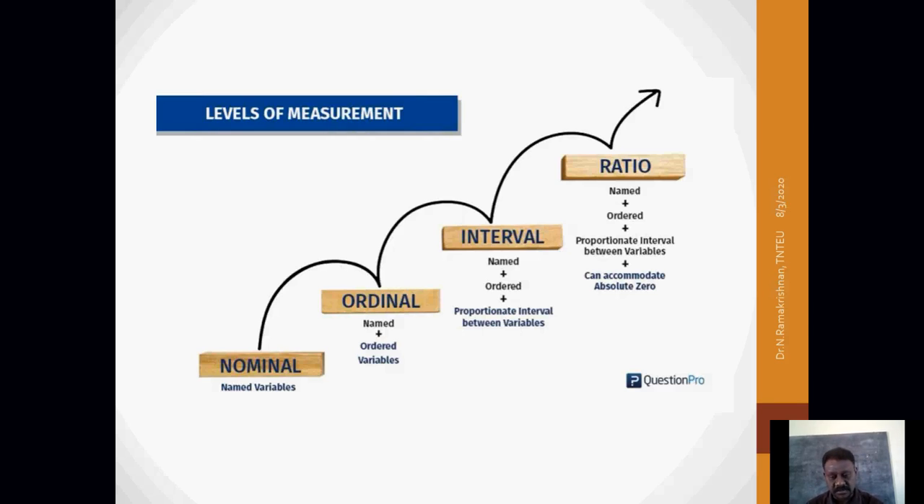Based on that, if you are arranging your students, that is known as interval scale. And then you can see the ratio scale. The ratio scale has the properties of the nominal, ordinal, and interval scales, proportional intervals between variables. Then here it says that it is accommodating absolute zero.